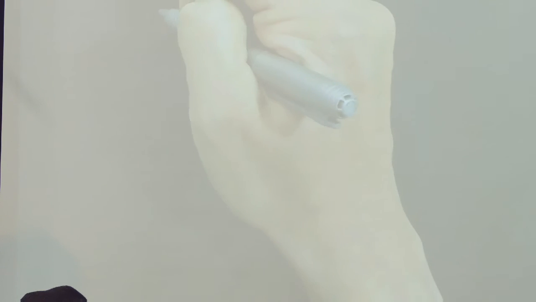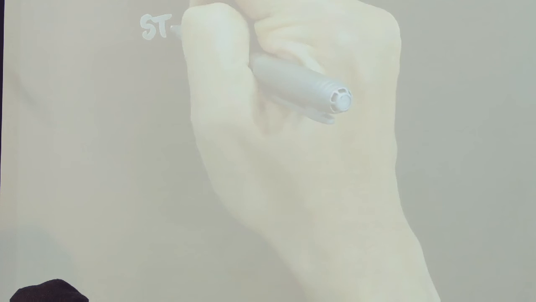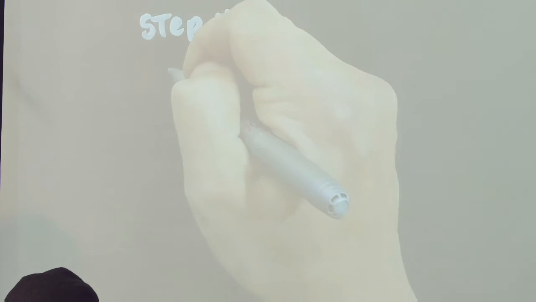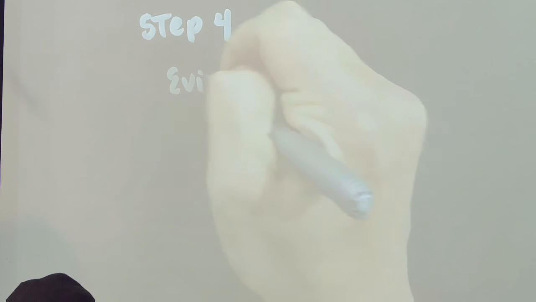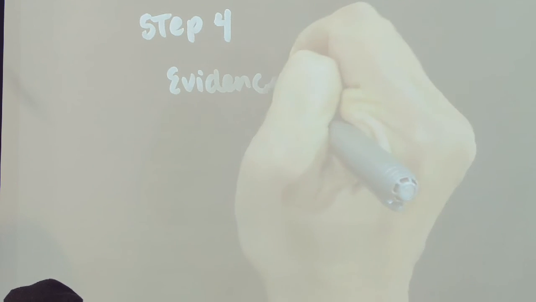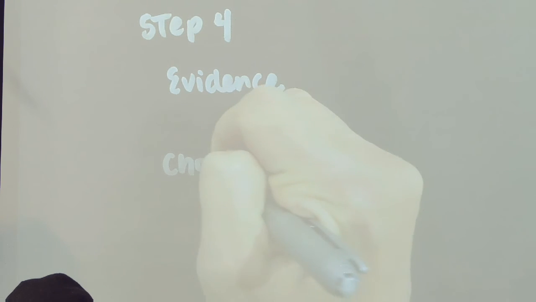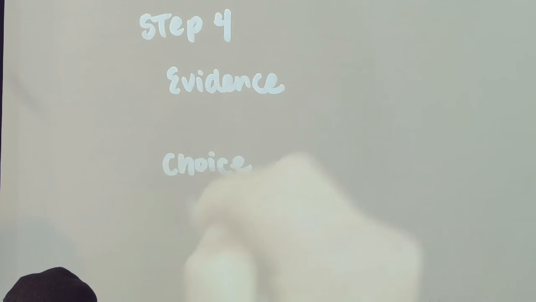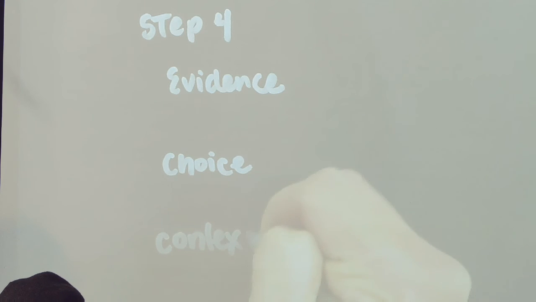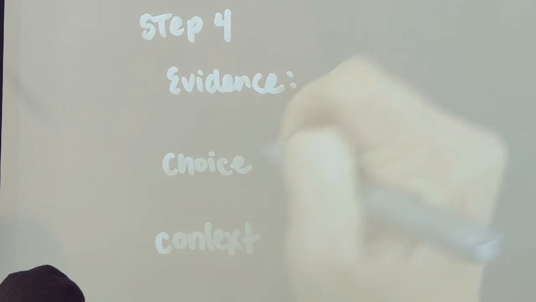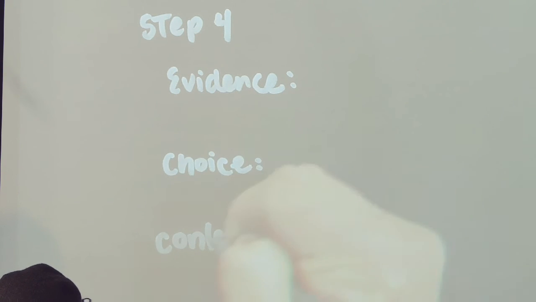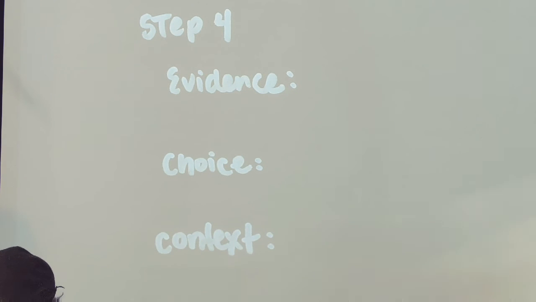All right, step 4 is our conclusion section, and it comes to us in 3 parts. We need to have evidence. We need to make a choice. What are we going to do here? And then frame that choice in the context of the problem. So evidence, choice, and context.